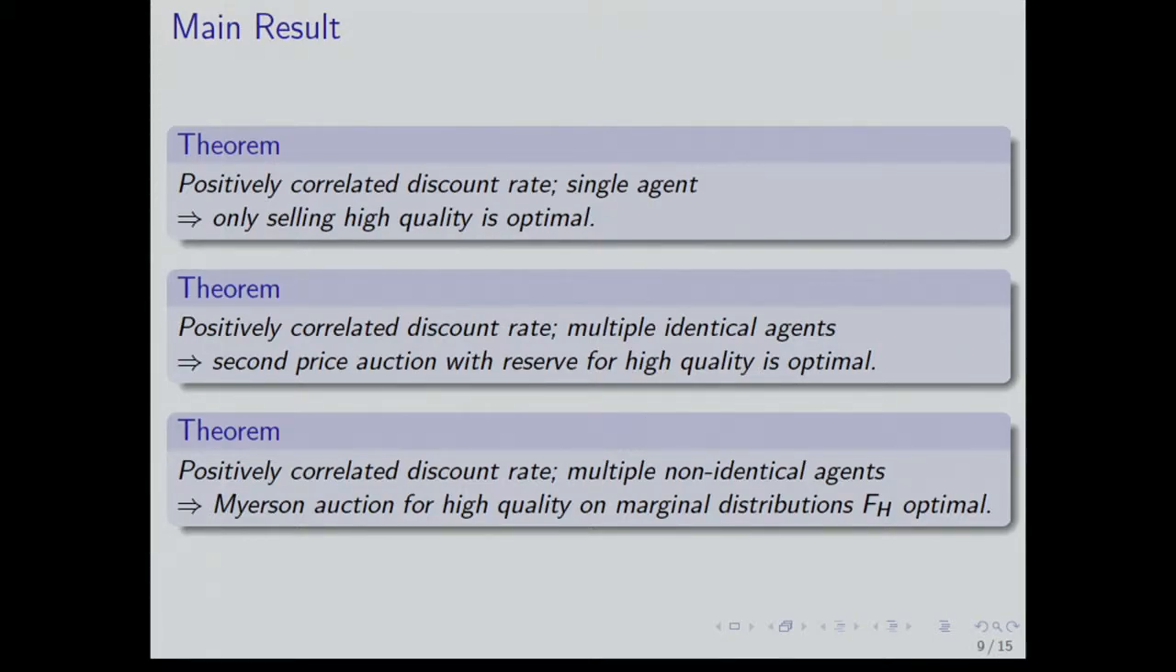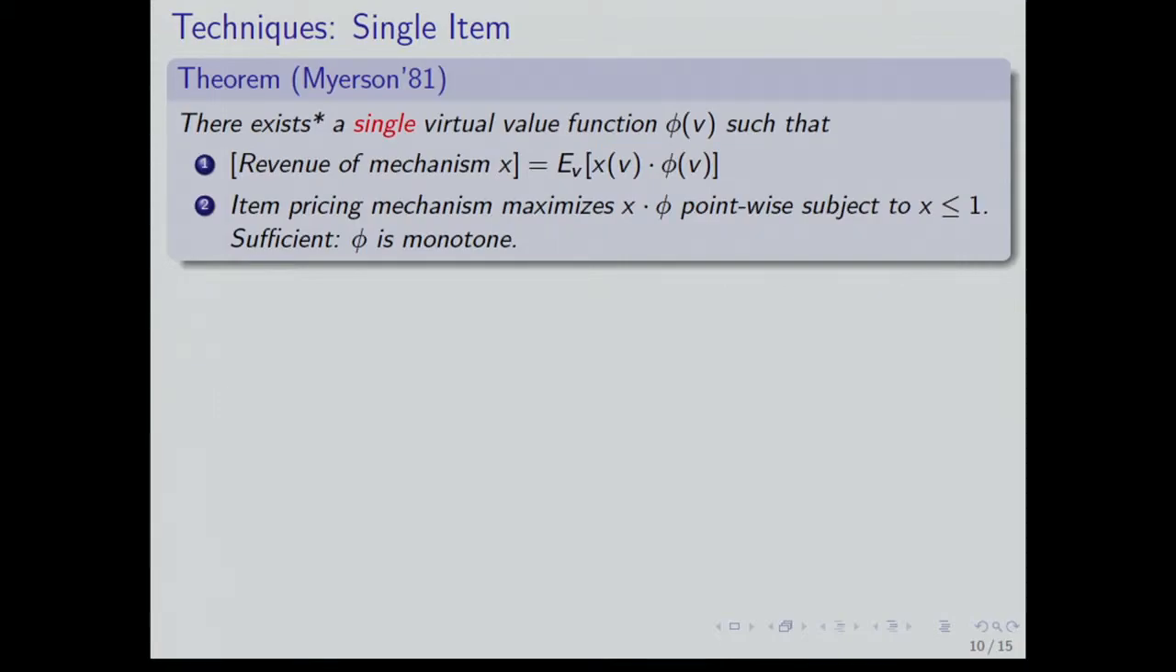It extends very easily to multi-agent settings. So if the distribution of each of the agents satisfies this correlation property, your multi-agent optimal mechanism is just going to be ignoring low quality products and just assuming that you are selling that one high quality product. Then Marcin tells us what the optimal mechanism should look like: second price with reserve if they're identical, and the more complicated mechanism on the marginal distribution for the high quality product if they're not identical. Good. Now we can talk about the proof technique.